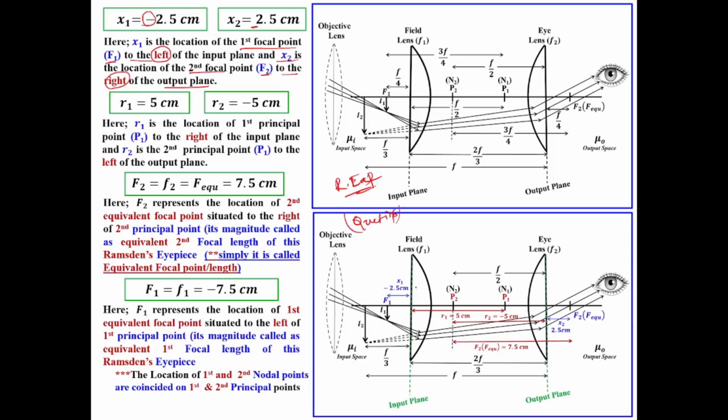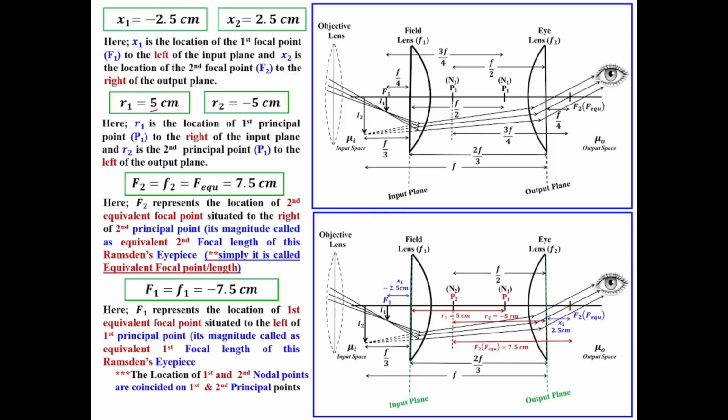So how much distance do we have to move from the input plane to locate f1? Minus 2.5, or this distance is minus 2.5. That means we have to move towards the left from the input plane, a distance of 2.5. Got it? Likewise, to locate f2, we have to move right of the eye lens or output plane. Clearly I have written output plane, right of the output plane. A distance of 2.5 centimeter, and we can locate f2. Got it?